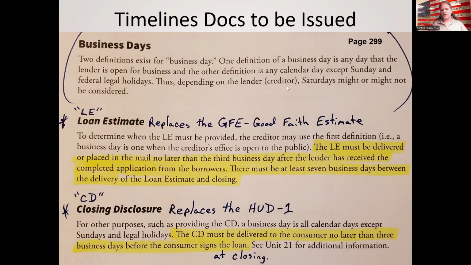So depending on the creditor, the lender, Saturdays might or might not be considered. So there you go. Clear as mud. What is a business day? Depends.